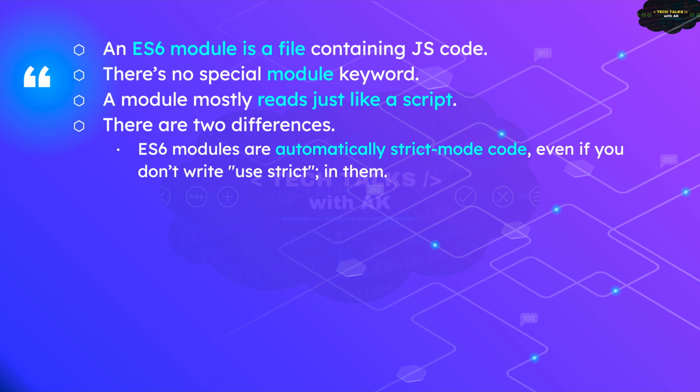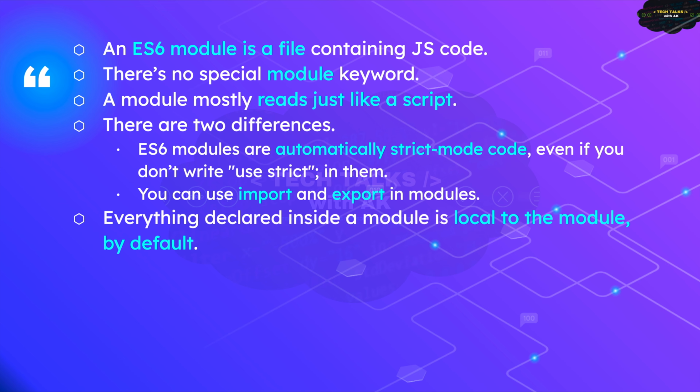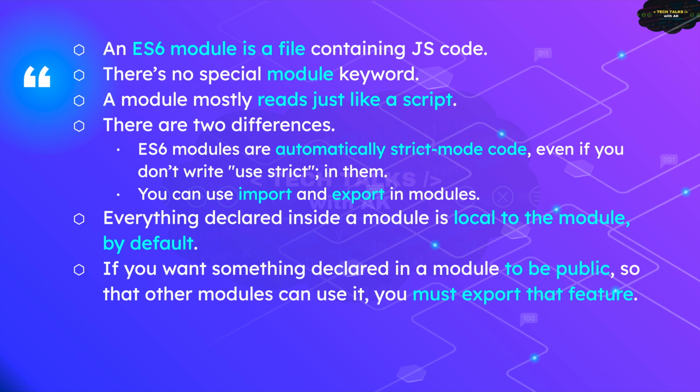First difference is ES6 modules are automatically in strict mode. If you don't write use strict in your code, it will be considered as strict mode. Second difference is we can use import and export in a module. Everything declared inside a module is local to that module by default. If we want something to be public in a module, we have to export that feature so that we can make it public and use it in other JavaScript files.